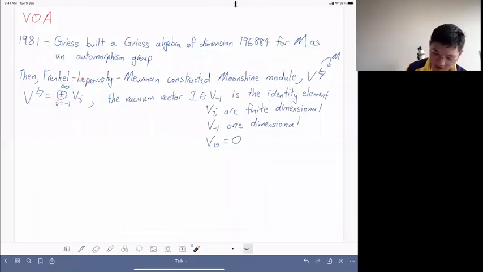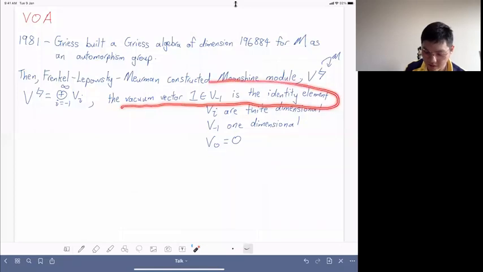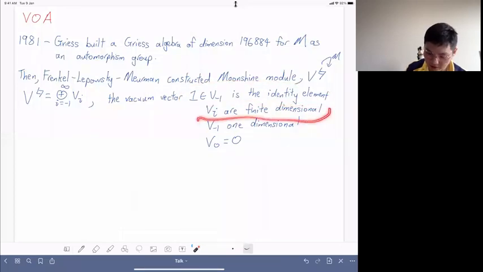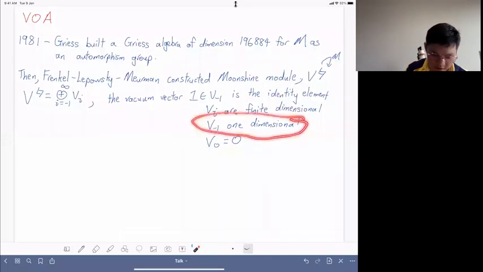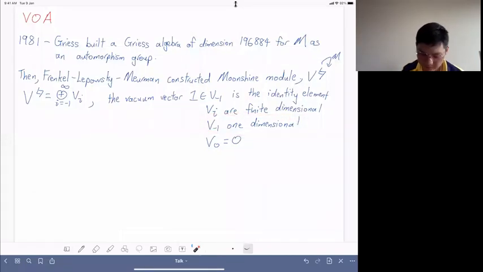Okay, and then what is in there? The most distinguished one is the vacuum vector in the V_{-1}, and everything is finite dimension, and V_{-1} is one dimensional. Okay, and then V_0 is 0, where we throw away the constant term, right? So V_0 is 0.